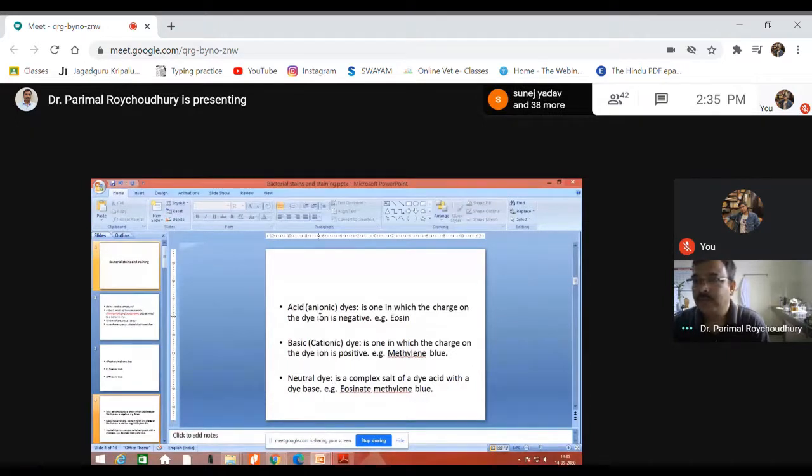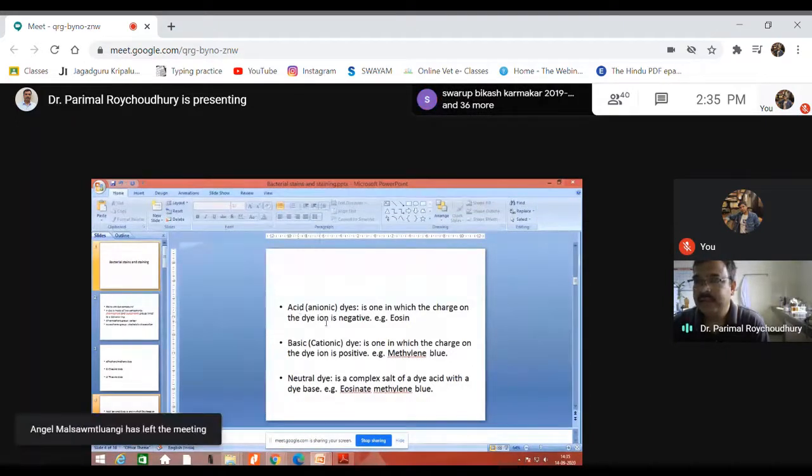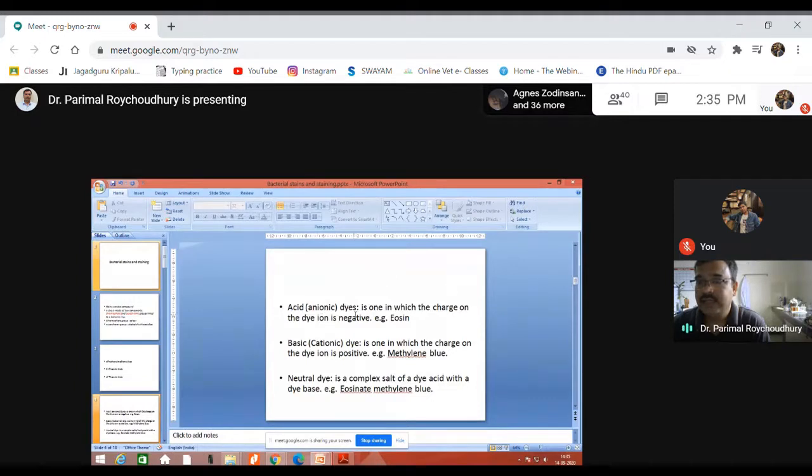When we say it's an acidic dye, that indicates that it has a negative charge on the dye ion, as the auxochrome group has a negative ion. As a result, this acidic dye can put color on the negatively charged cellular component.